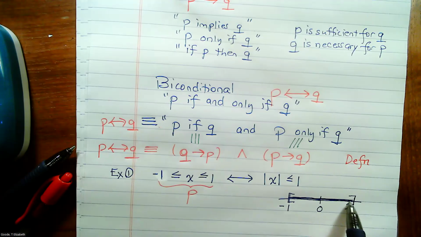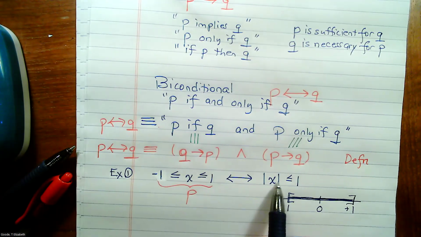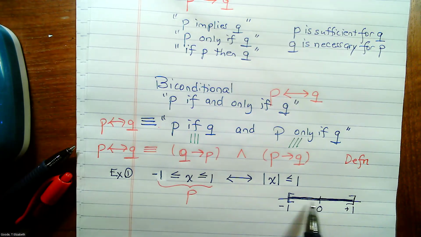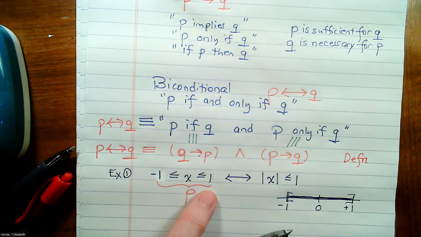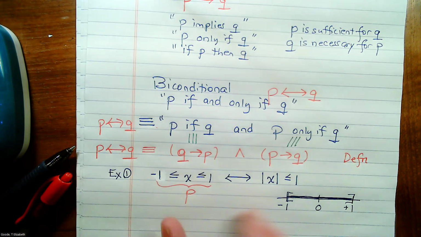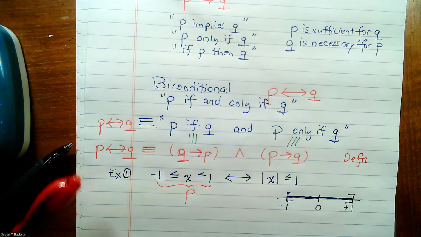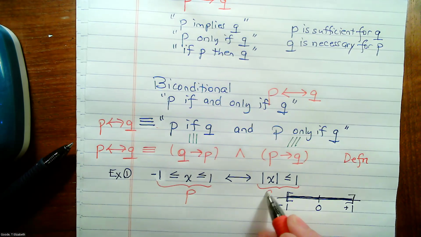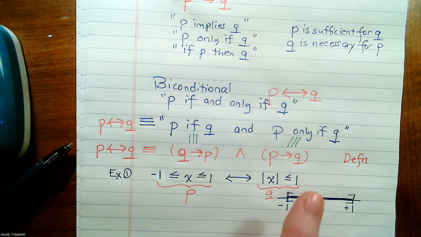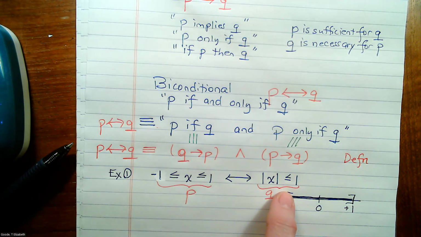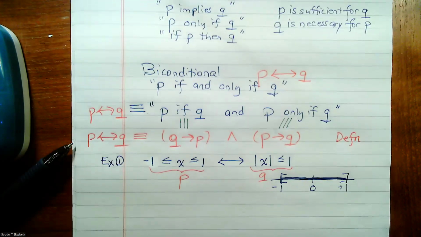But the bottom line is, any real number whose distance from 0 is less than or equal to 1 is a real number whose value is between -1 and 1. So this is a true if and only if statement. This would be our Q part. This forces that, and by definition of absolute value and what we understand about real numbers, this forces that as well.